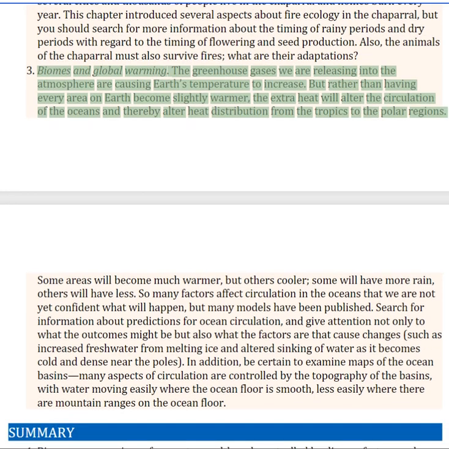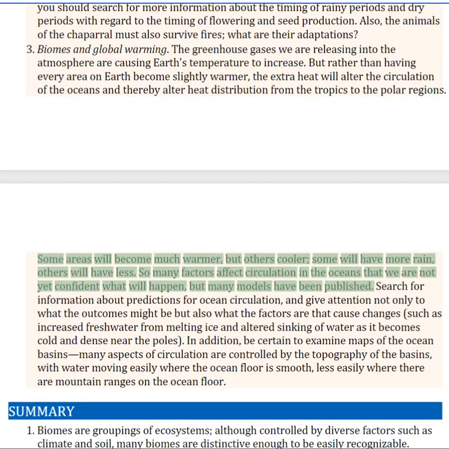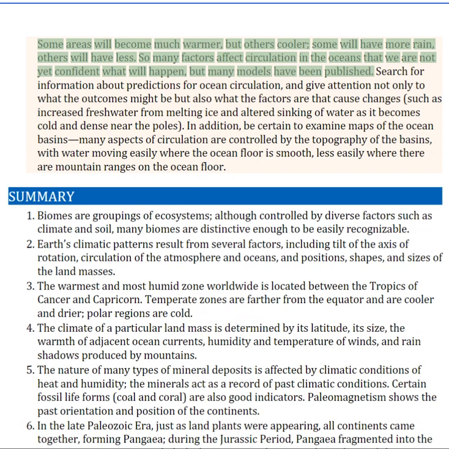Biomes and global warming. The greenhouse gases we are releasing into the atmosphere are causing Earth's temperature to increase. But rather than having every area on Earth become slightly warmer, the extra heat will alter the circulation of the oceans and thereby alter heat distribution from the tropics to the polar regions. Some areas will become much warmer, but others cooler.